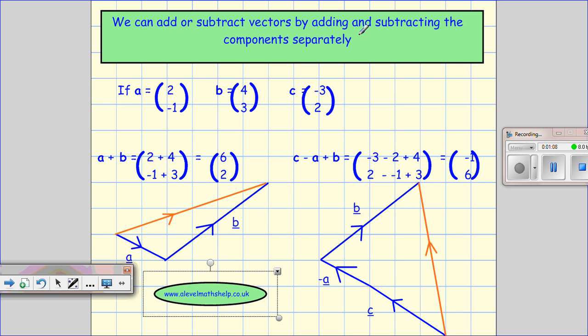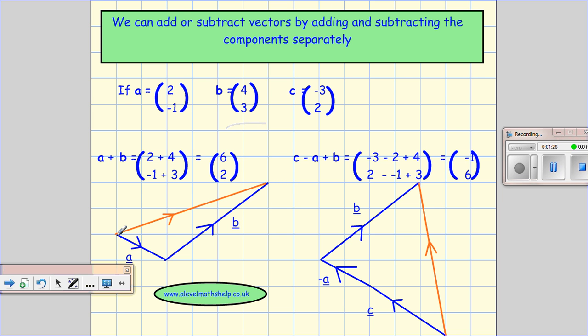Okay, so when we've got vectors and we're adding and subtracting them, what you do is you add and subtract the components separately. That means you add all the x bits first, and then all the y bits, and then all the z bits. So if I've got a plus b, here's my a vector, my b vector, add the x bits, 2 plus 4 gives you 6, and the y bits, minus 1 plus 3, gives you 2.